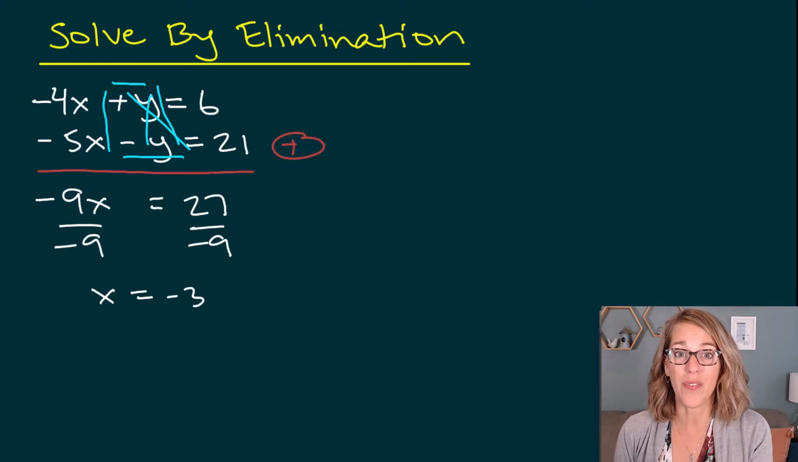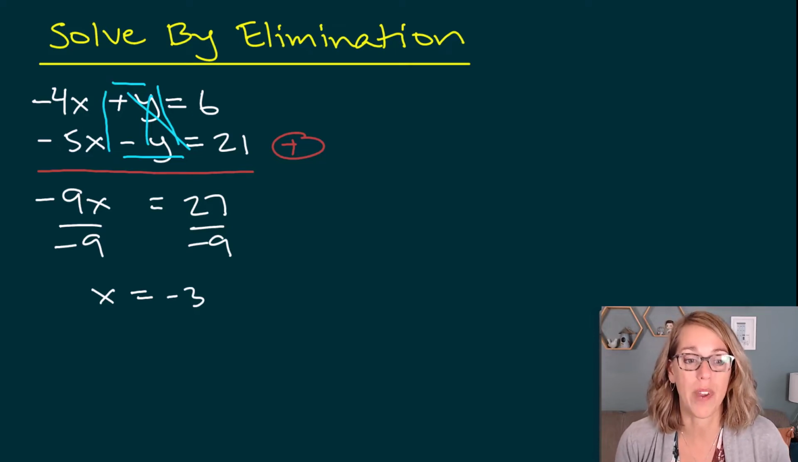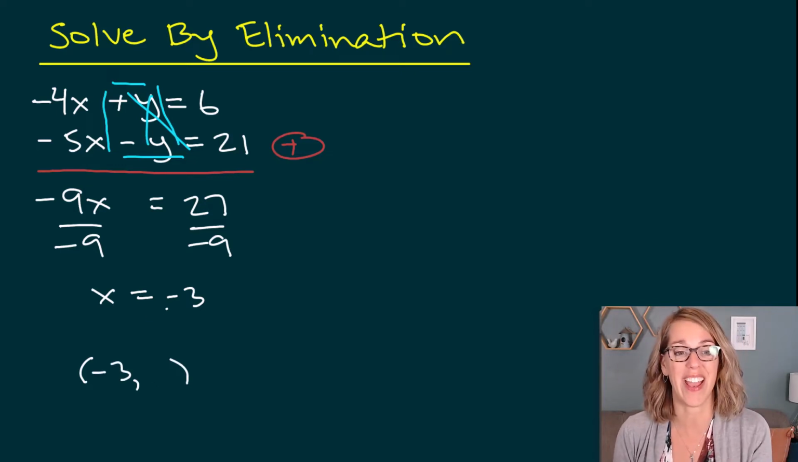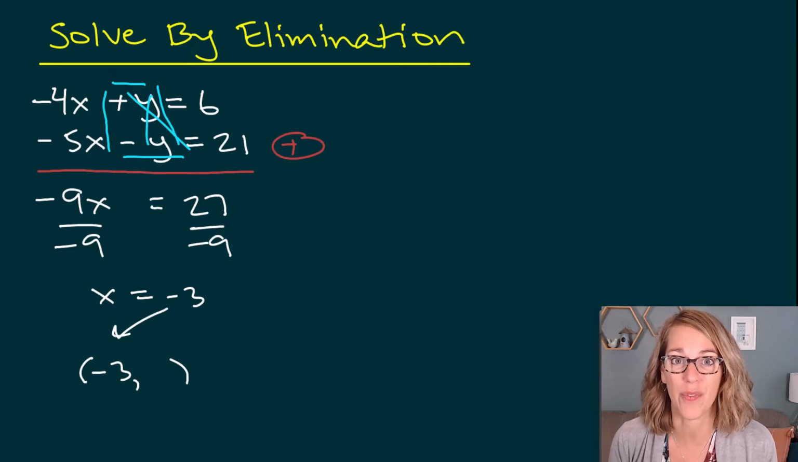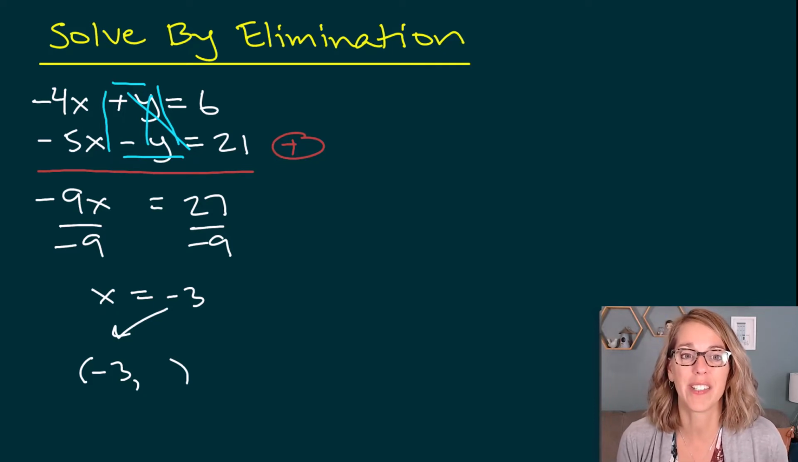But as I'm solving, I'm looking for a point. So my answer is going to be an x comma y. Right now, I only have the x, so I need to go back up to either of my equations and solve for the y. It really doesn't matter which one. So let's go ahead and take this first one here.